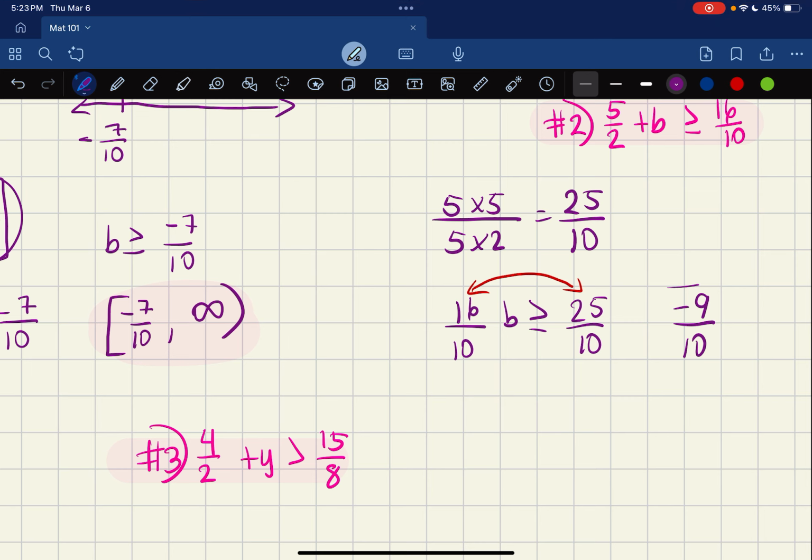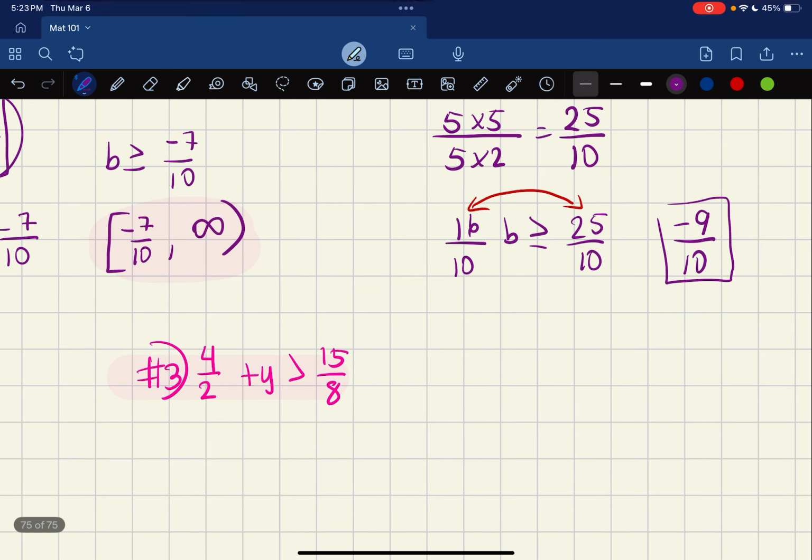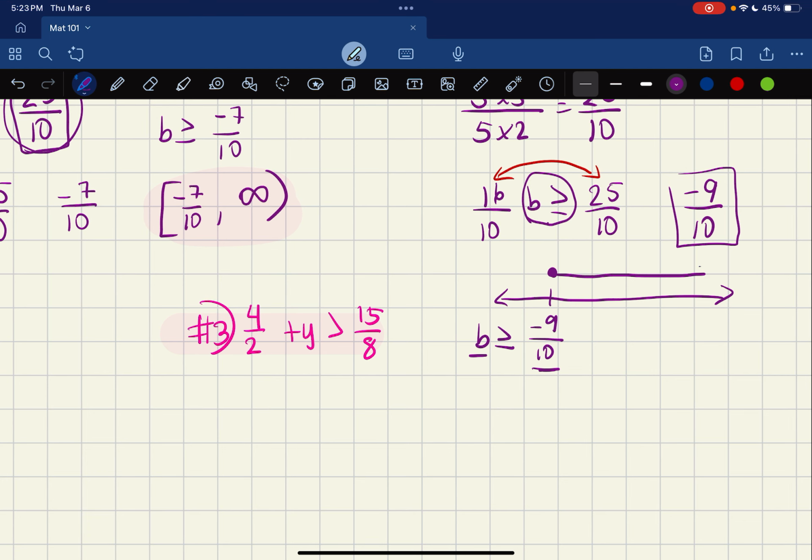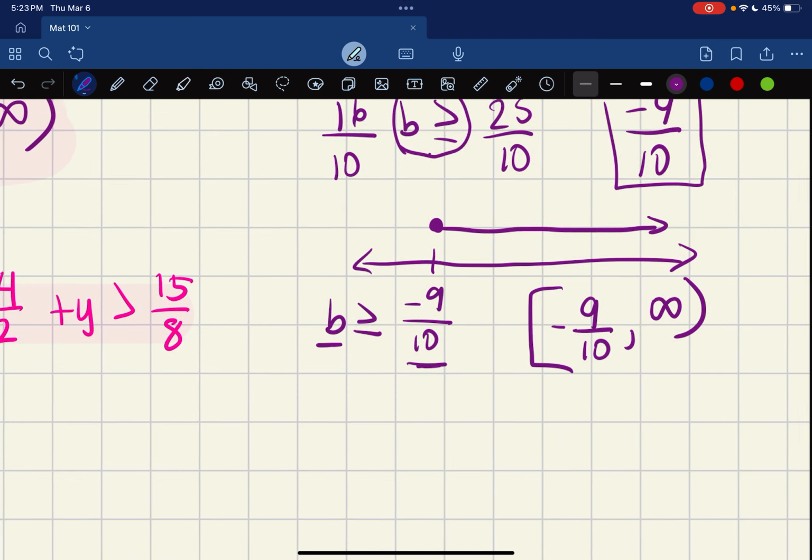Now we're going to put this in interval notation. We're going to graph the number line and put negative 9 over 10. Here I'm going to do a closed circle, and because we see here that b is bigger than the number. Let me write this here. So it says that b is bigger than this number. So that means that we're going to go to the right. Meaning that in interval notation, this would be negative 9 over 10 with a bracket, comma, infinity with parentheses.